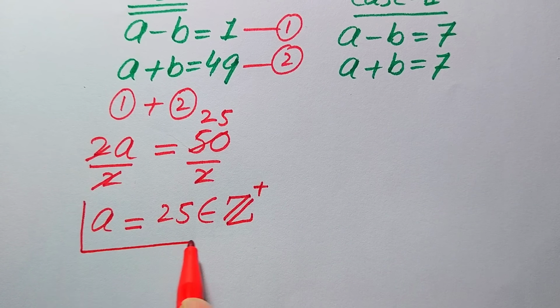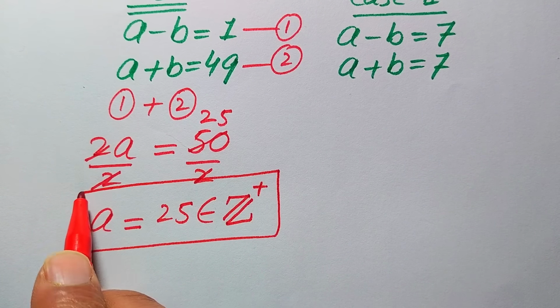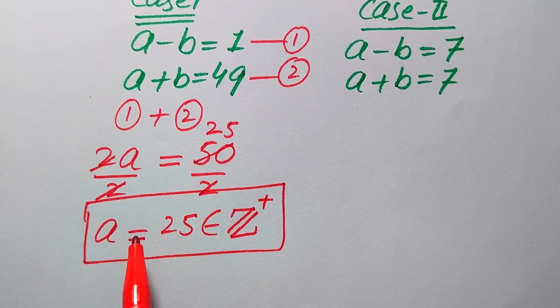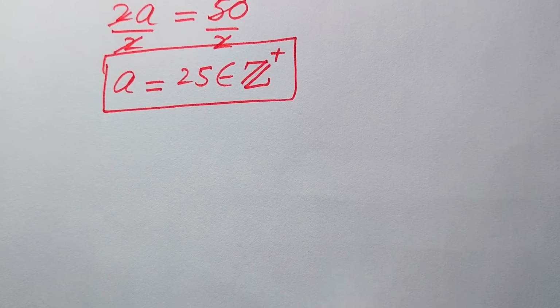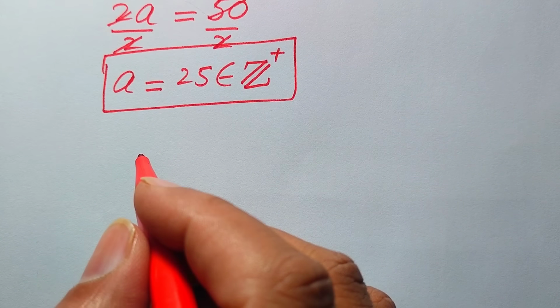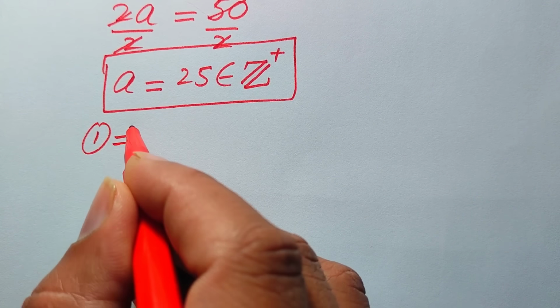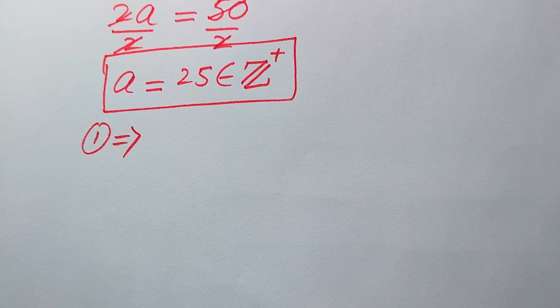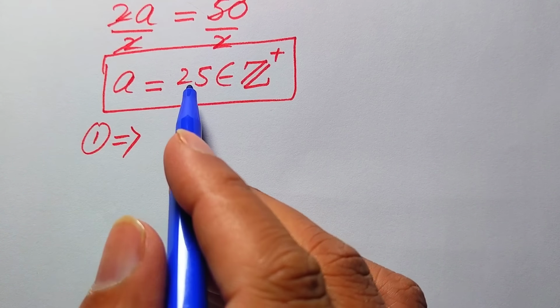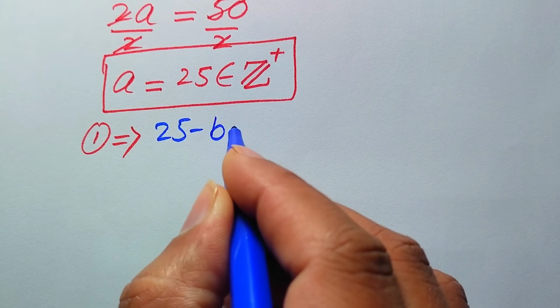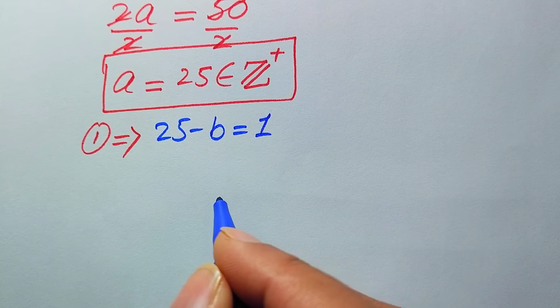Okay, this is the first value of a, and now in the same pattern we need to find the value of b. So for this we substitute this value of a into equation number 1 or equation number 2. So we substitute this value into equation number 1, and here our equation number 1 implies that we put this value of a in equation number 1, and it becomes 25 minus b equals 1.